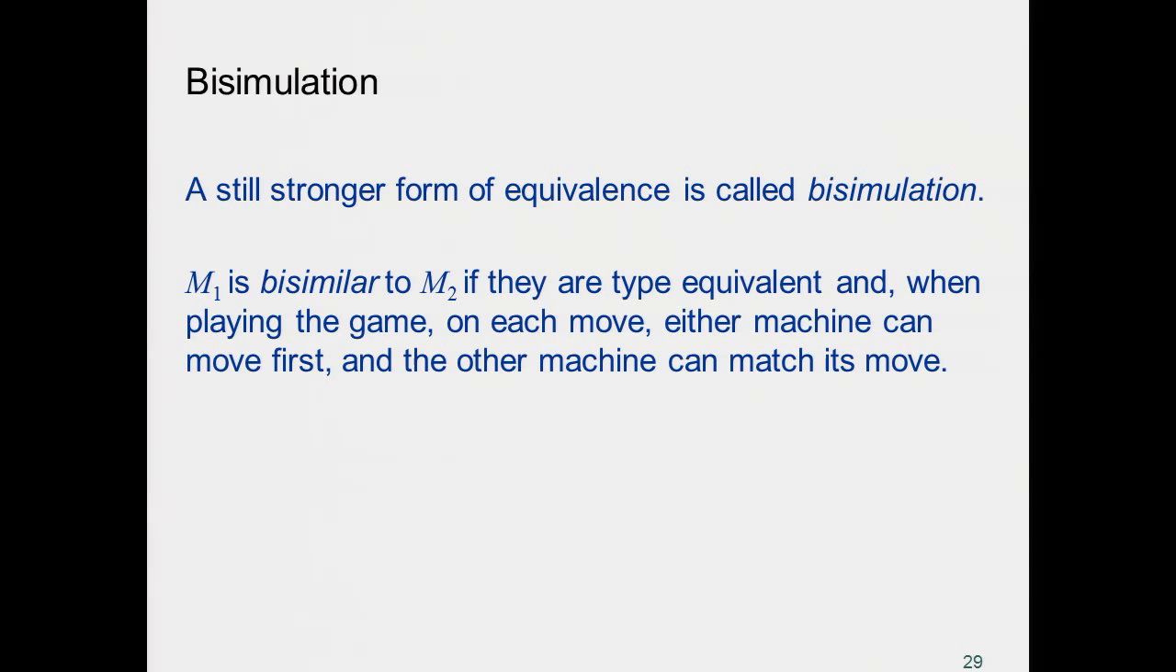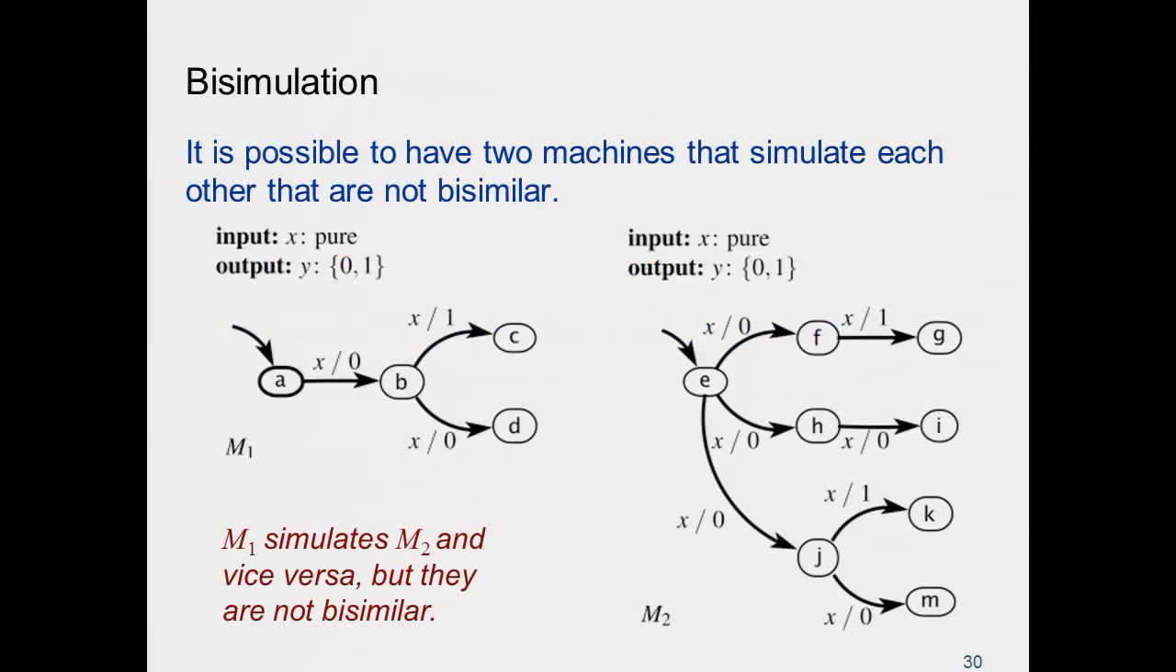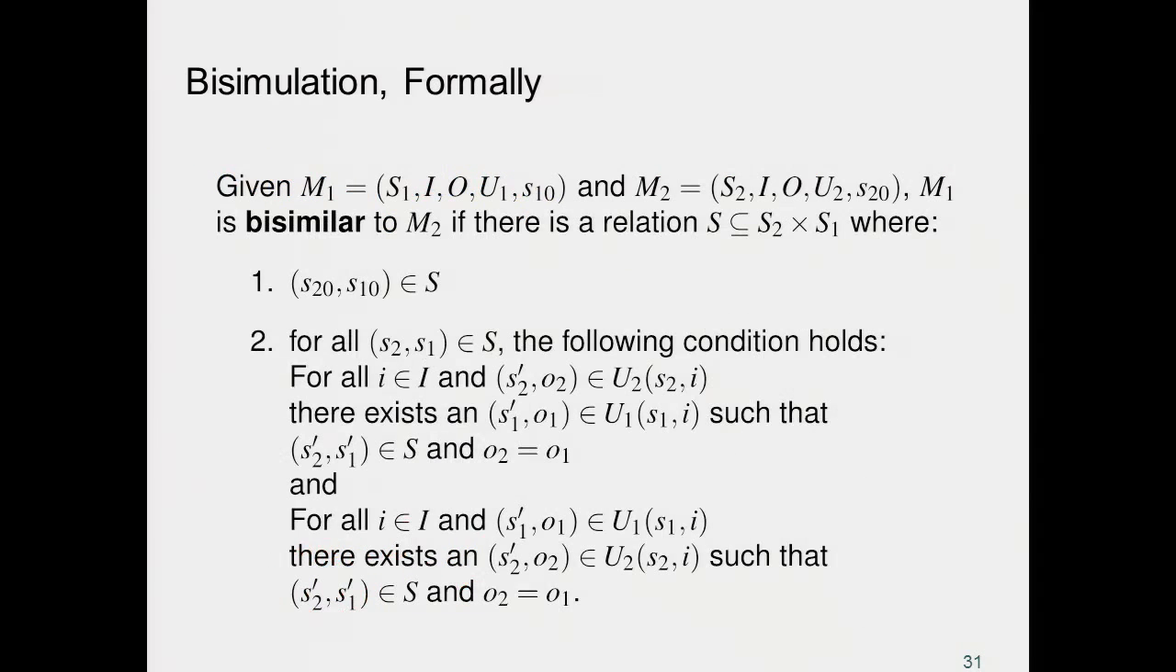Okay, that is tricky, and in fact, you can have a bisimilar machine and yet not be the same, in the sense that it doesn't produce the kind of things that we want. So it's possible to have two machines that simulate each other that are not bisimilar. So here M1 simulates M2 and vice versa, but they are not bisimilar in the sense that if I take this interleaved kind of game, then I can get different behaviors.